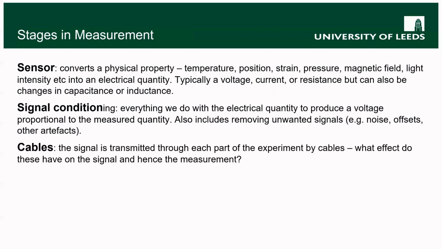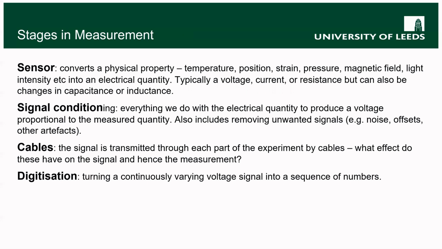Part of the process of doing all of that relies on transferring signals from one part of your measurement system to the other part of the measurement system. And of course, that's where cabling comes in. The signal is transmitted through cables, and you have to understand what effect the cables have on the signals and the type of measurement you're trying to do.